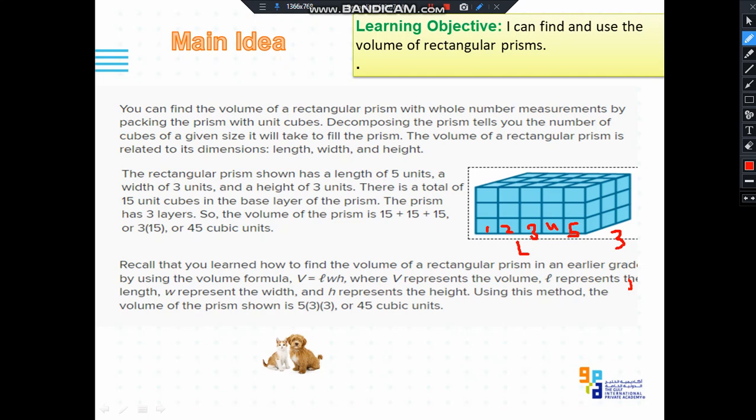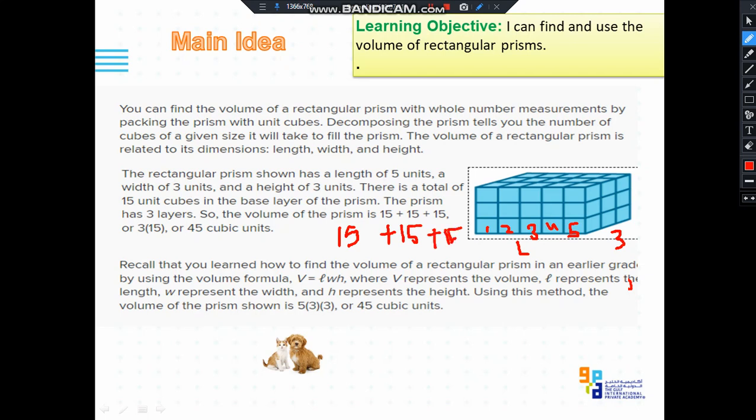If you get the area of the base, it will be 15 unit cubes in the base layer of the prism. How many layers does the prism have? One, two, three. It has 3 layers. How much does each layer have? 15. So you count or add 15 plus 15 plus 15, and it will give you the volume.